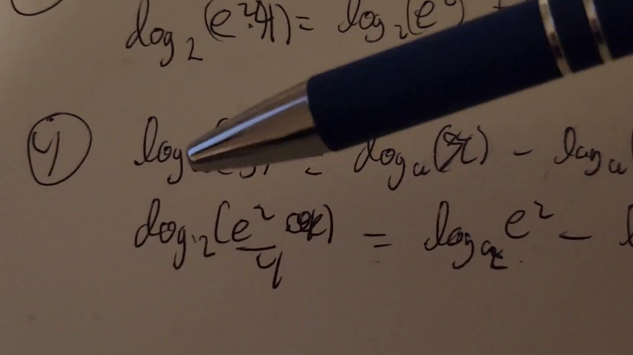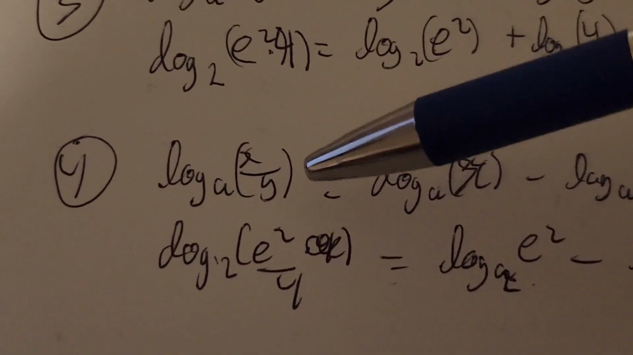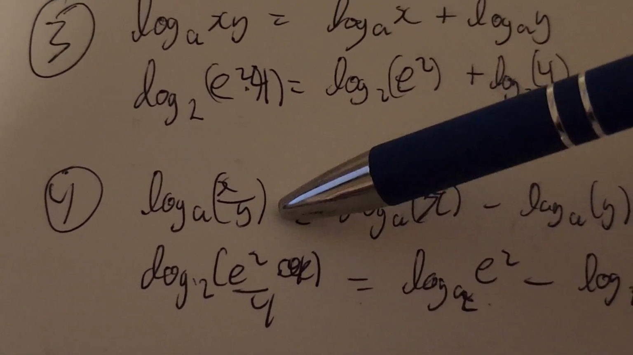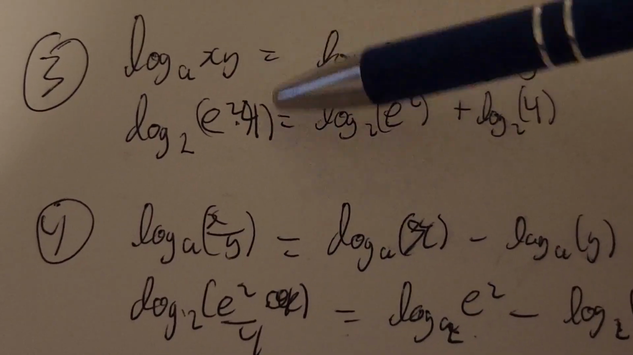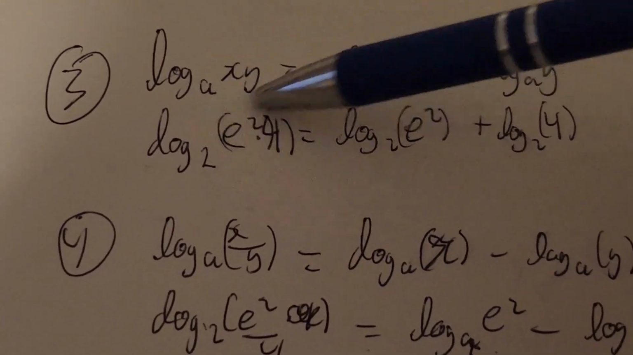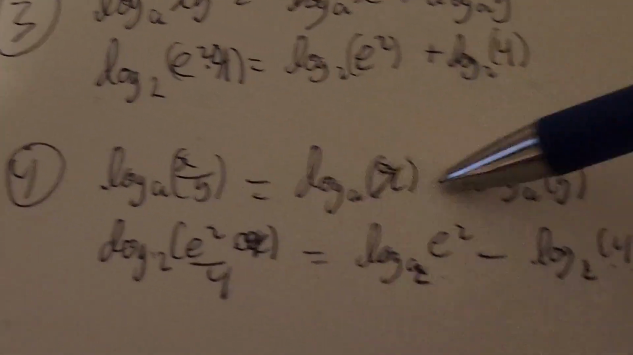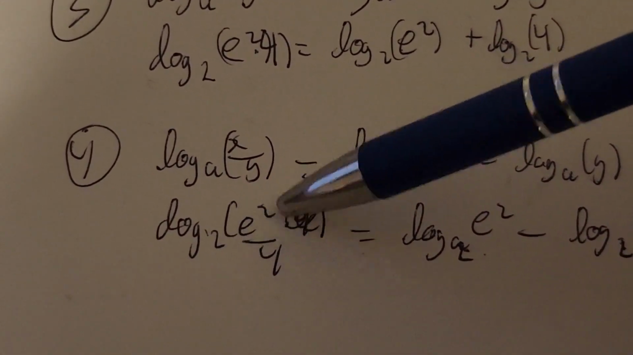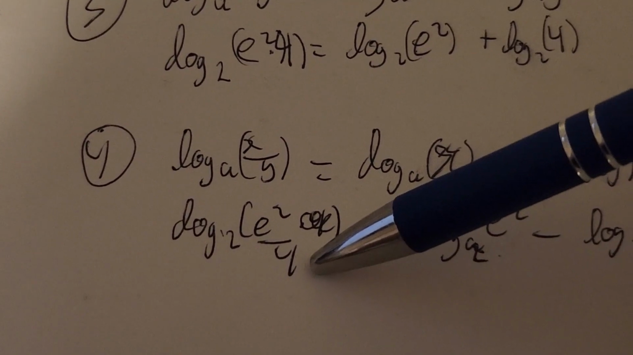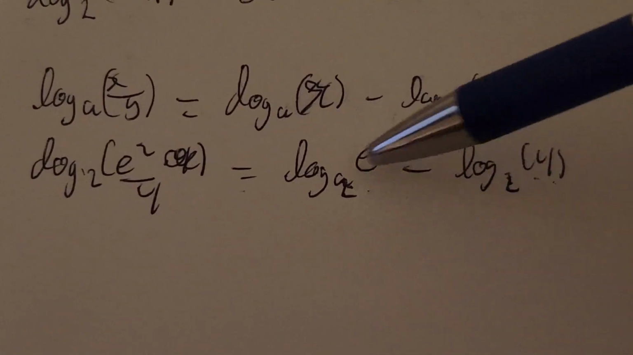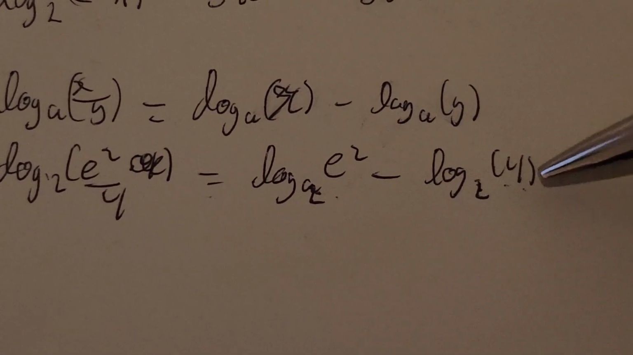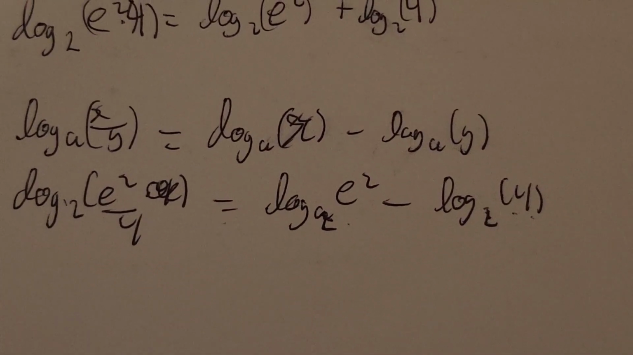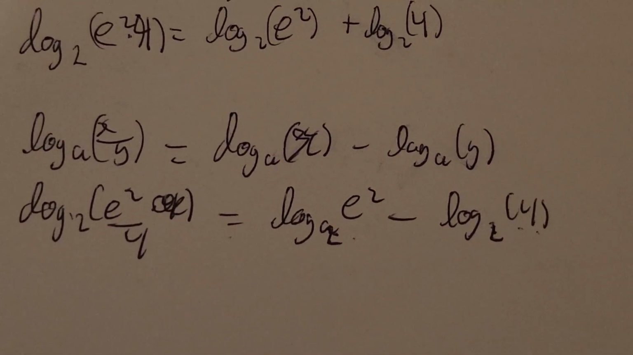And then here, your fourth log rule, this is called the division rule or quotient rule. So instead of adding them, like in the multiplication rule, you have to subtract them now, okay? So let's say we have log base 2 of e squared divided by 4. You can rewrite this as log base 2 of e squared minus log base 2 of 4. So those are your main log rules.